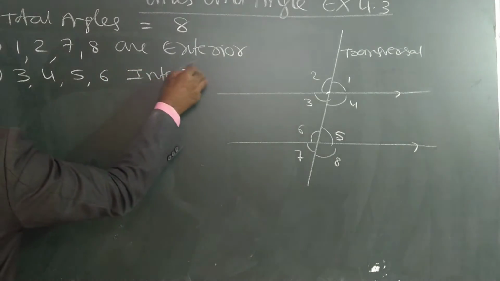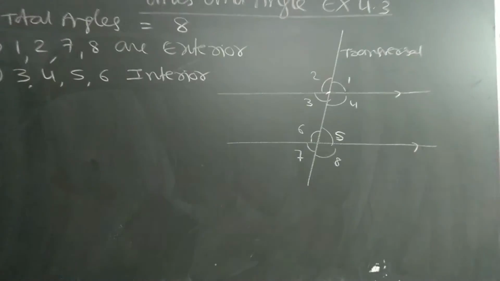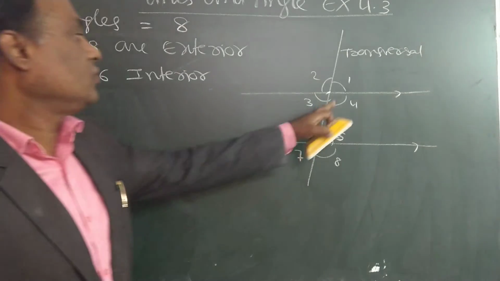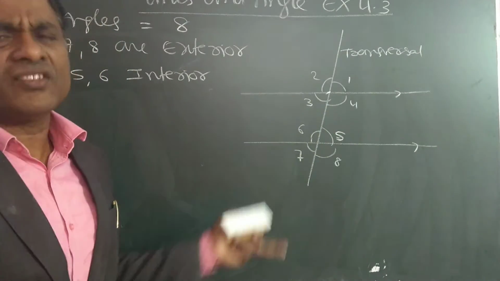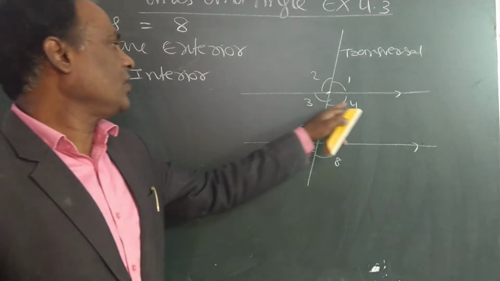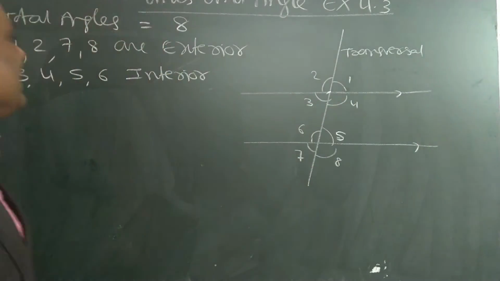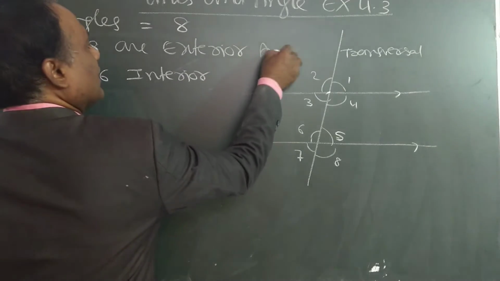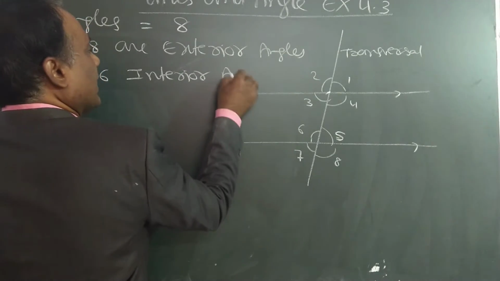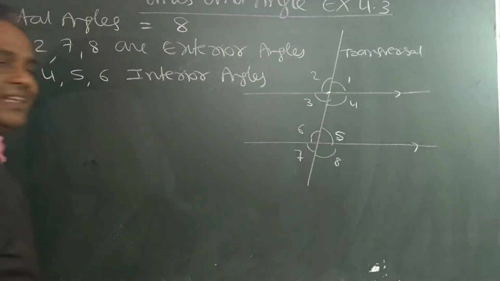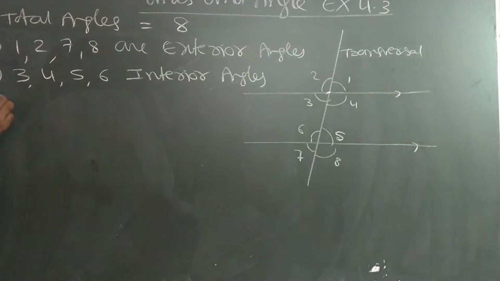Already I explained, but once again I am reminding you because these are very, very important and also confusing. Of course, plane geometry is a little confusing and not so interesting. 3, 4, 5, 6 are interior angles. Exterior angles, interior angles.